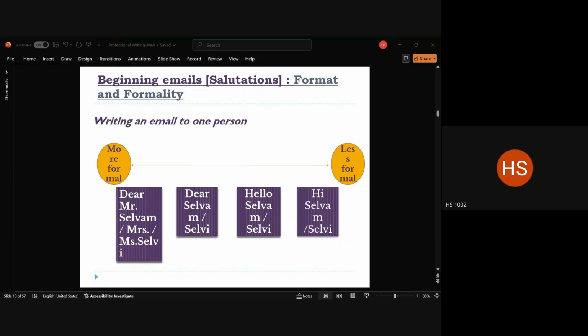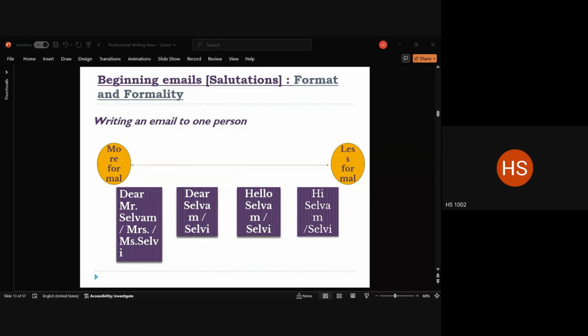So if you look at the first option, Dear Mr., Mrs., or Miss Selvam Selvi, we use this because we probably know the person's name, but we are not familiar with the person. So two reasons could be: one is that they're higher up. They're above us in the hierarchy, so we really do not have the space to call them just by their first name or just say hi or hello to them. One reason is hierarchical differences.